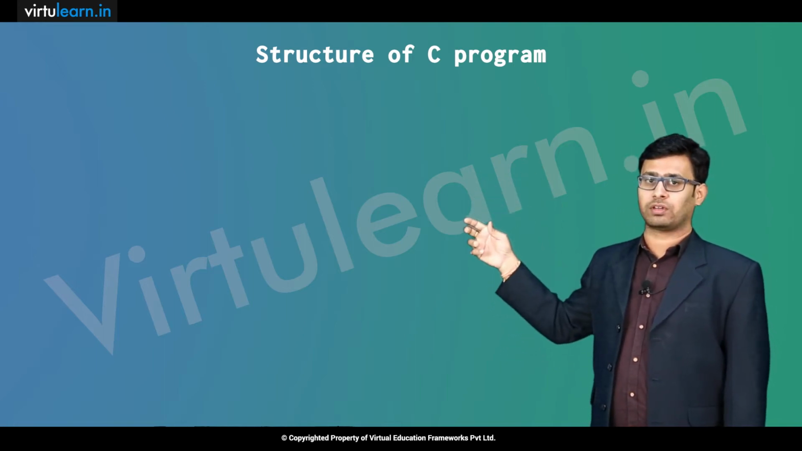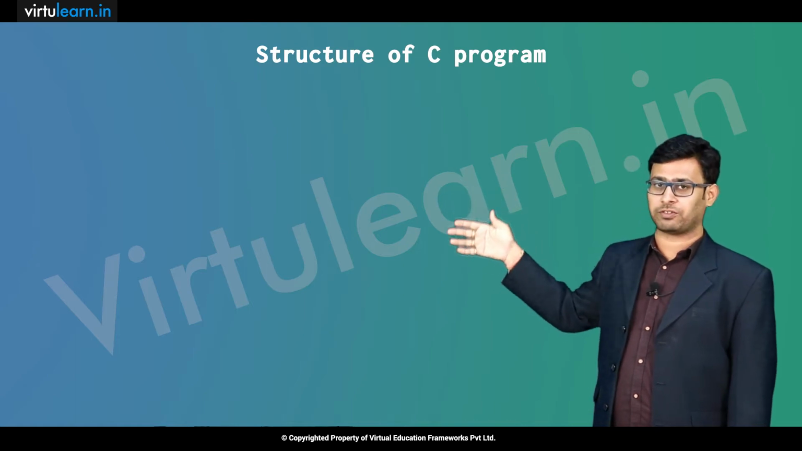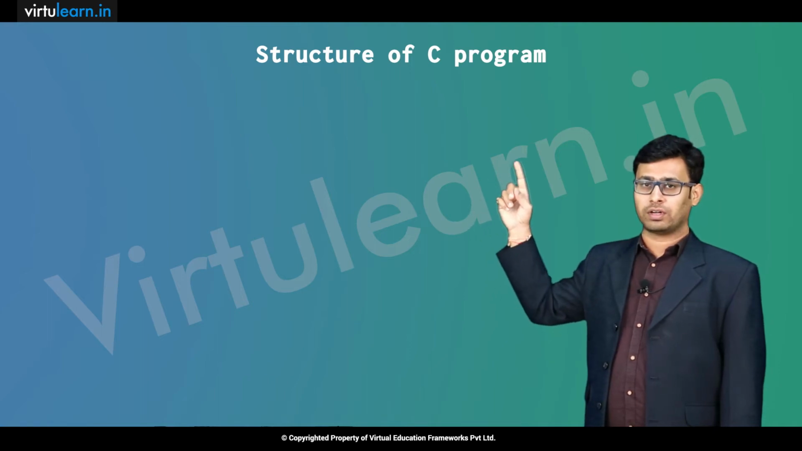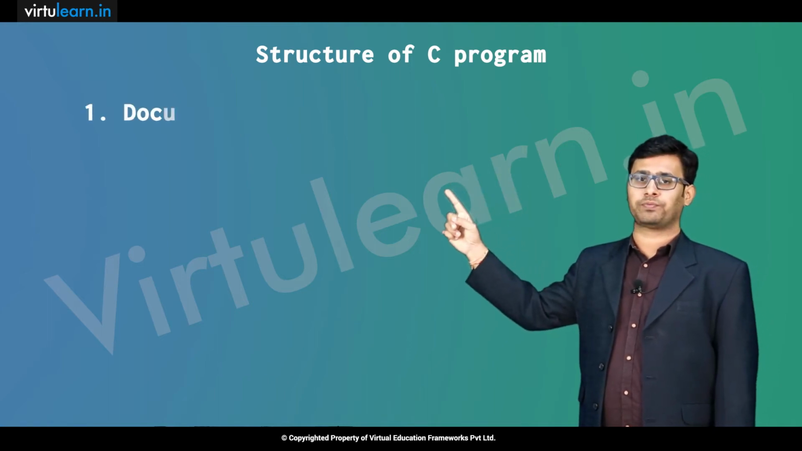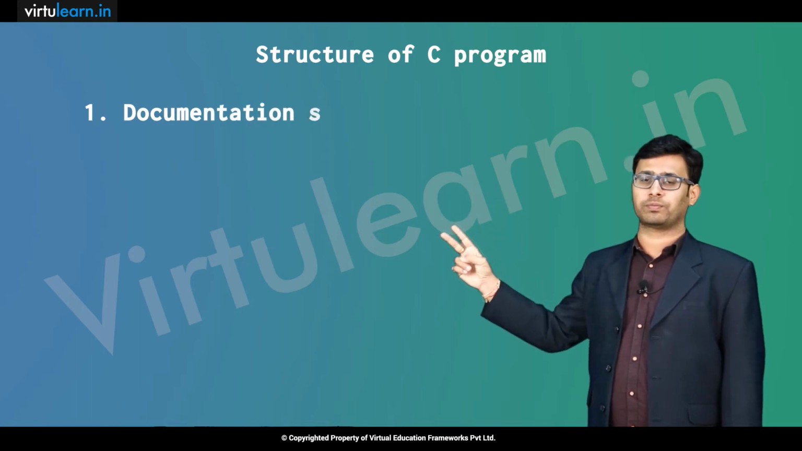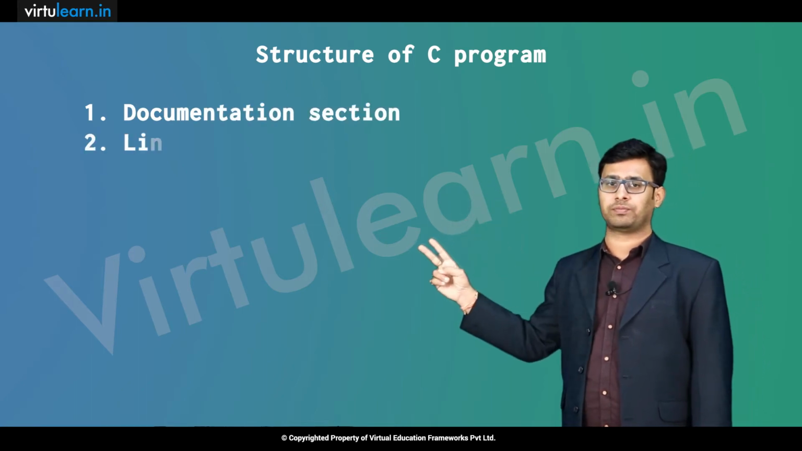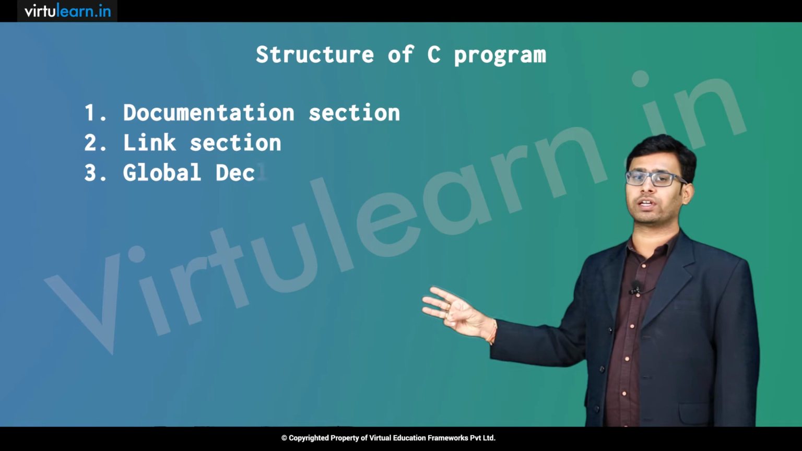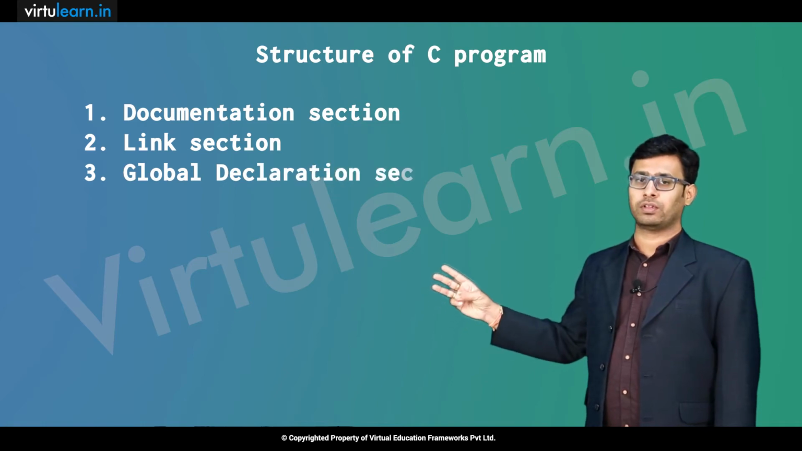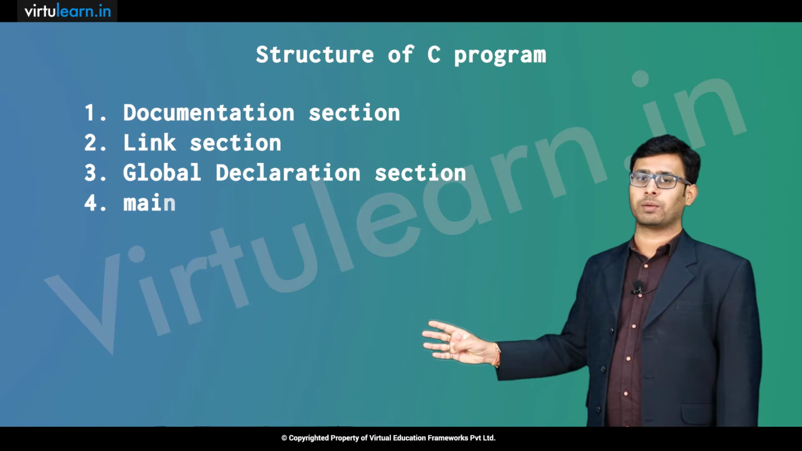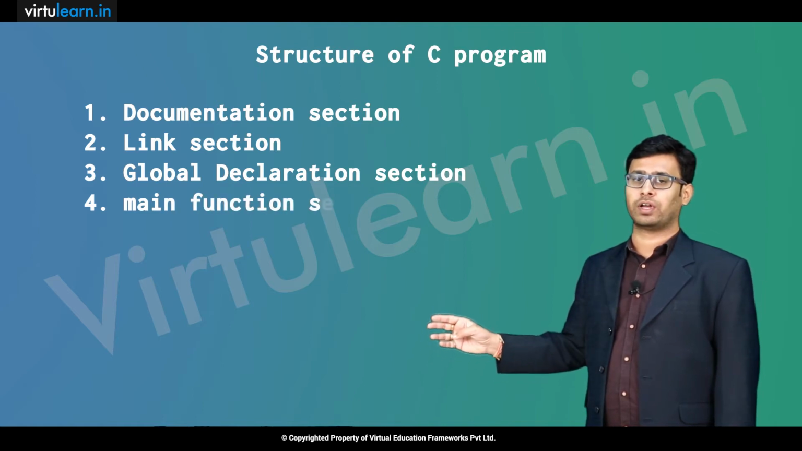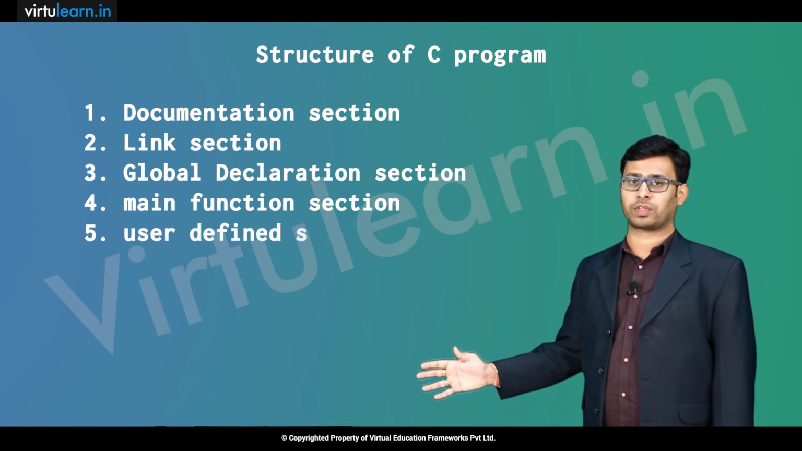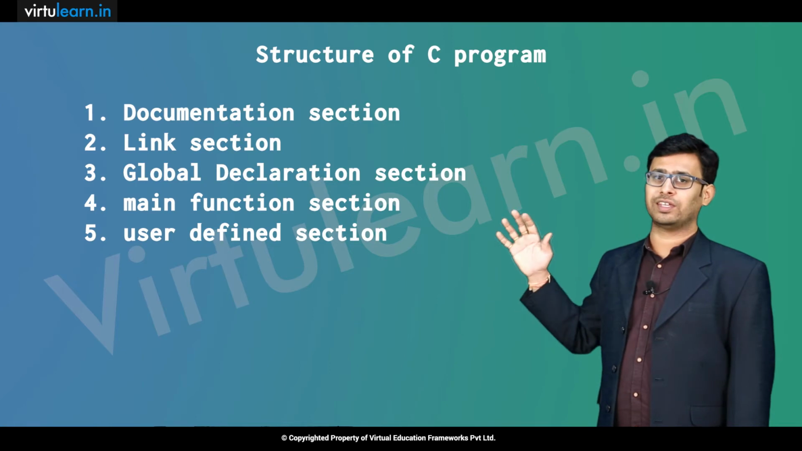The first one is the documentation section. The second one is the link section. The third one is the global declaration section. The fourth one is the main function section. And the fifth one is the user defined function section. If you see any C program, it falls under this particular structure. That is why we can say a C program is a structured program, right?